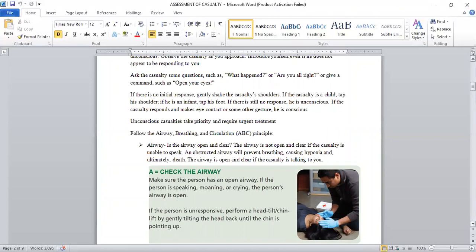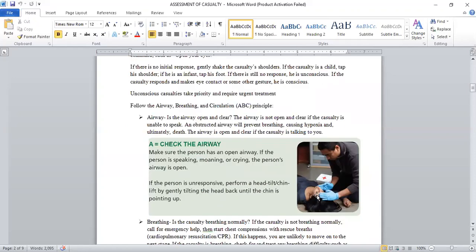So how can you identify this? If a person is speaking, it means the airways are okay. If a person is moaning, that person is breathing. Crying also shows the airways are open. You can even look at the nose and the mouth for any blockage. If a person is unresponsive, you're supposed to tilt the head, as in the photo here, I hope you can see it, and see whether this person will be able to respond.